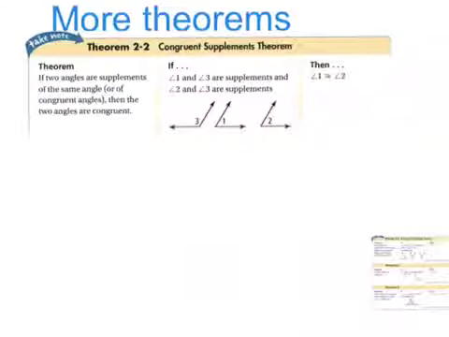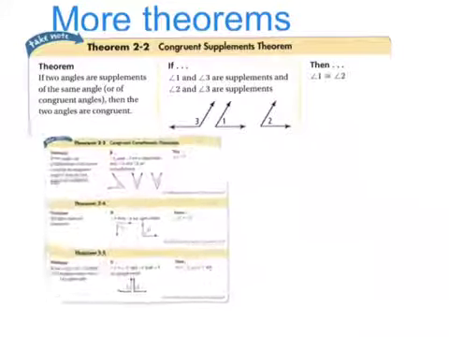All right, there are a couple other theorems in this section as well. Theorem 2-2 is called the congruent supplements theorem. And the congruent supplements theorem just says that if you have two angles, angles 1 and 3 are supplementary angles, and angles 2 and 3 are supplementary angles, then angle 1 and angle 2 must be the same measurement, or they must be congruent. So again, if two angles are supplements to the same angle, then the two angles are congruent.